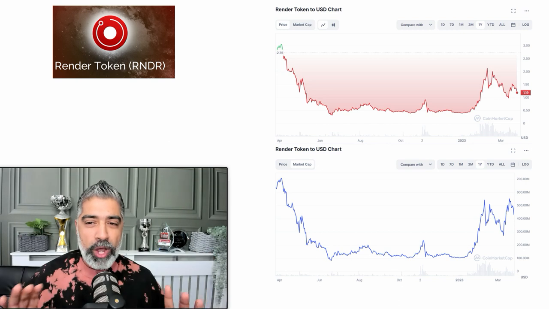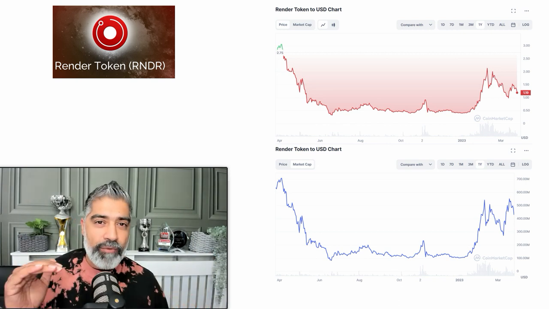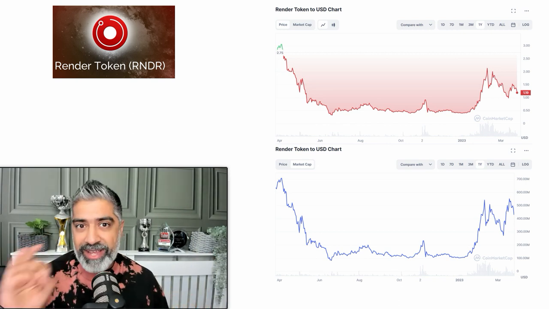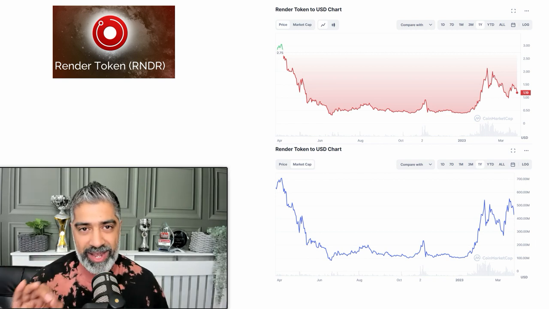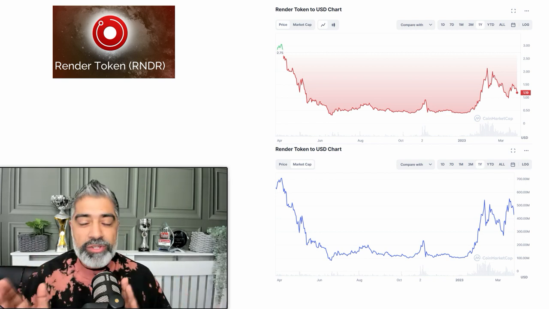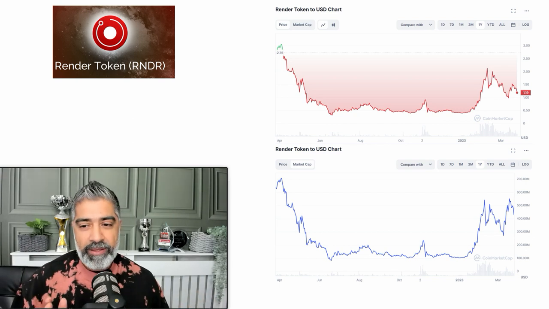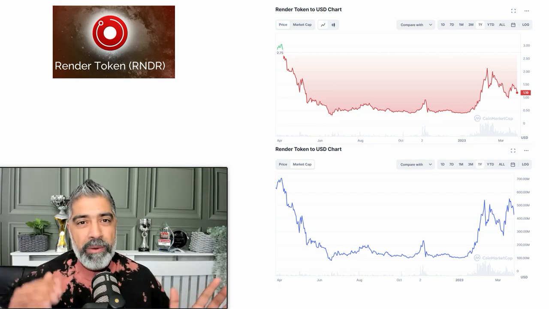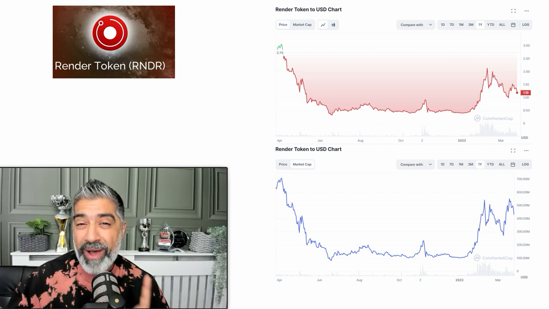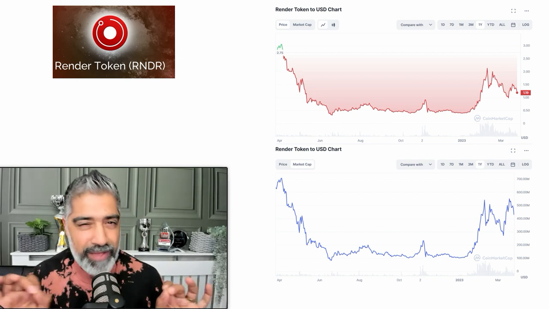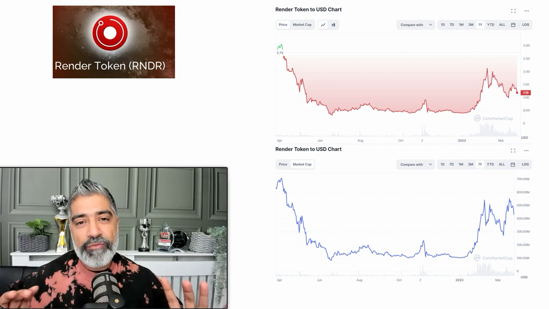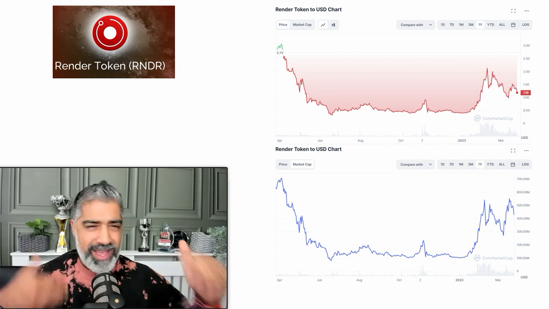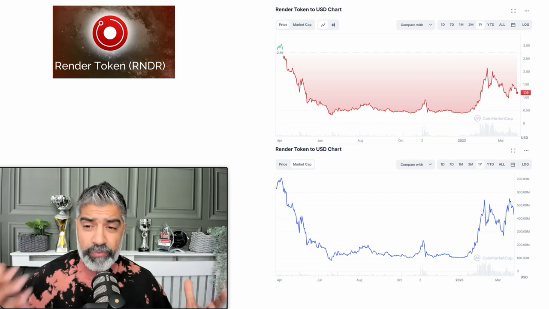But I've got two charts here with Render. The top right is the price action and the bottom right is the market capitalization. Now, what you should see when you're looking at both of these is almost identical patterns. And when they're not identical, something either fishy is going on or something that's not very clear is going on. And that's what I realized with Render token this morning as I was just updating the chart, looking at it.